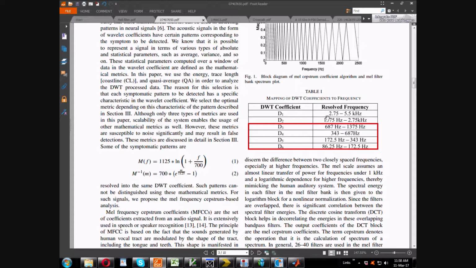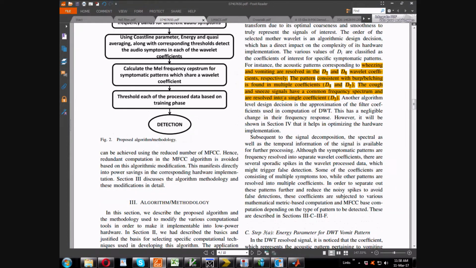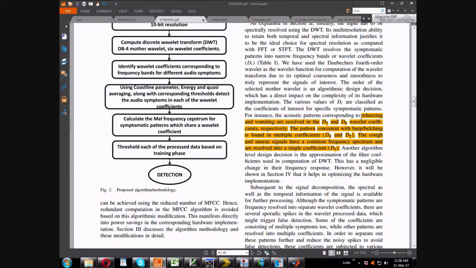For example, D1 equals 2.75 kilohertz, D2 equals 1375 hertz, and D3 equals 687 hertz. The various values of Di are classified as the coefficient of interest for specific symptom patterns. For instance, the acoustic patterns corresponding to wheezing and vomiting are resolved in D5 and D6. So the D5 and D6 range of signals identify wheezing and vomiting.